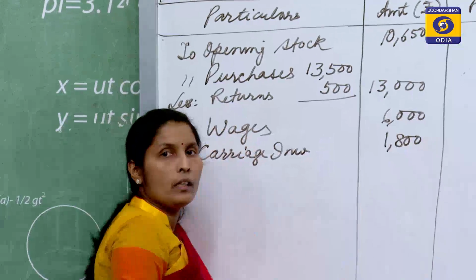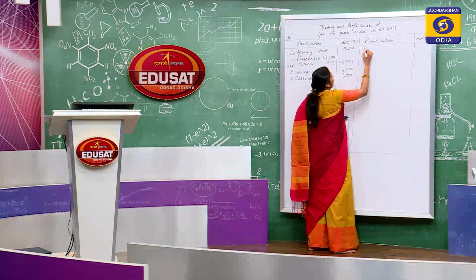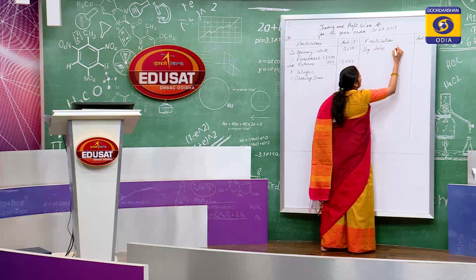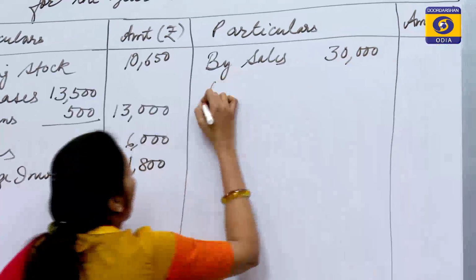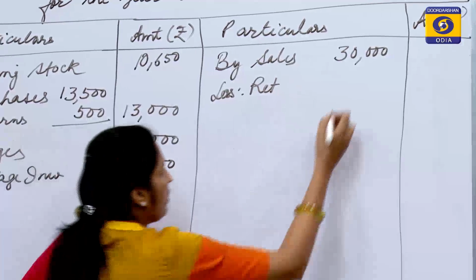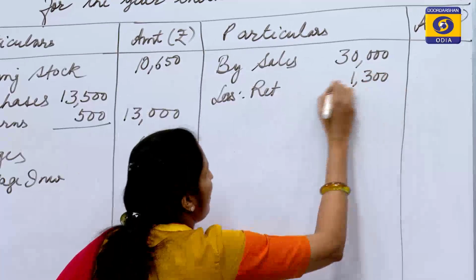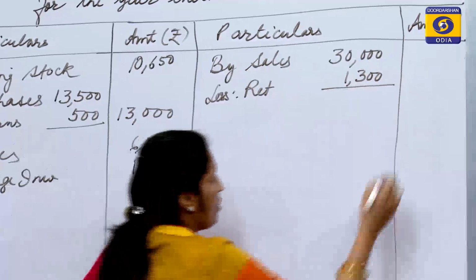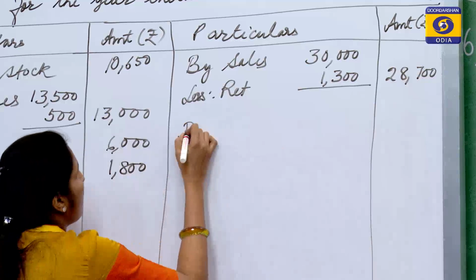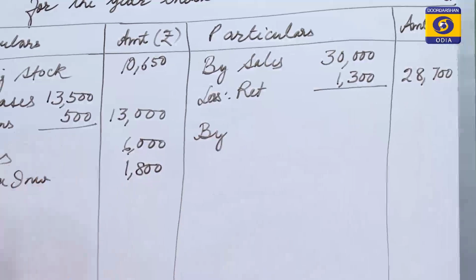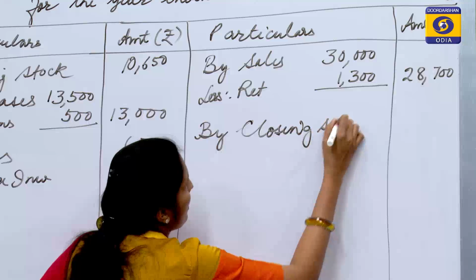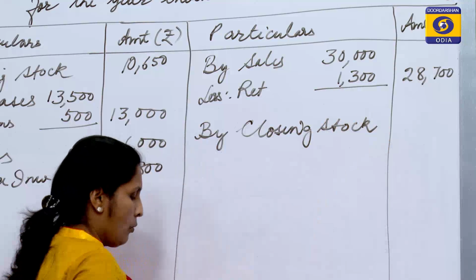Let's have a look at the credit side. On credit side we have by sales, the figure of sales is 30,000, and next we have is less returns. So returns is 1,300 given to us. What goes to the outer column is 28,700. Next we have by closing stock. So the closing stock figure given to us is 12,000.